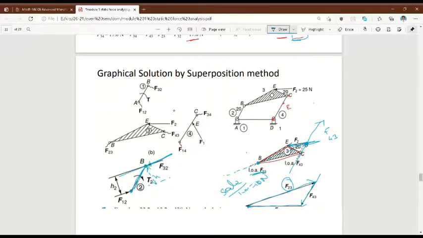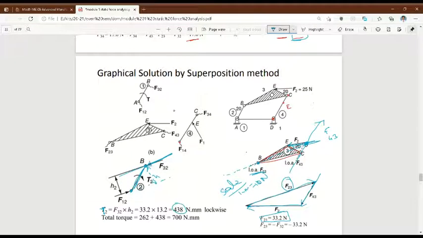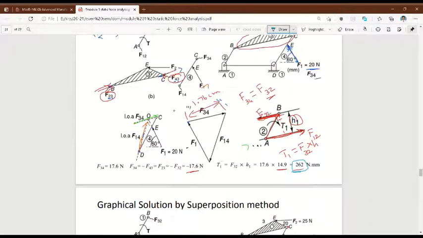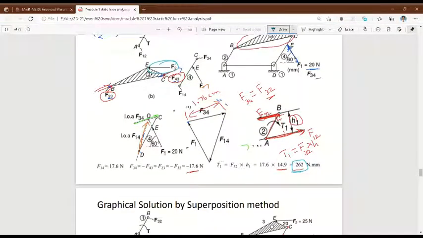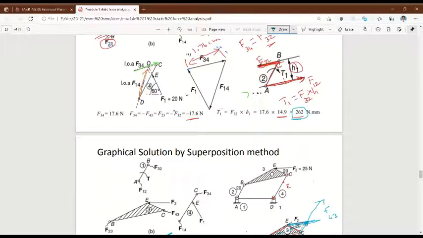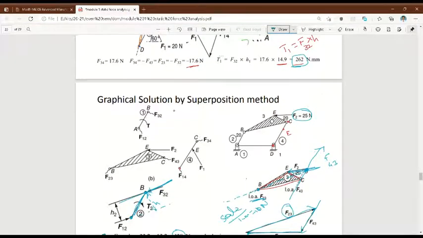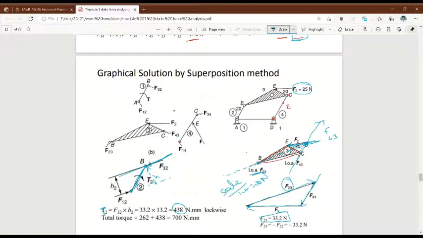Now this answer is 438. Add both the answers, because in the previous slides we didn't include the F2 value. Now we have included the F2 value, so you have to add both the values. 262 plus 438 is 700. So the torque value is 700 Newton mm.